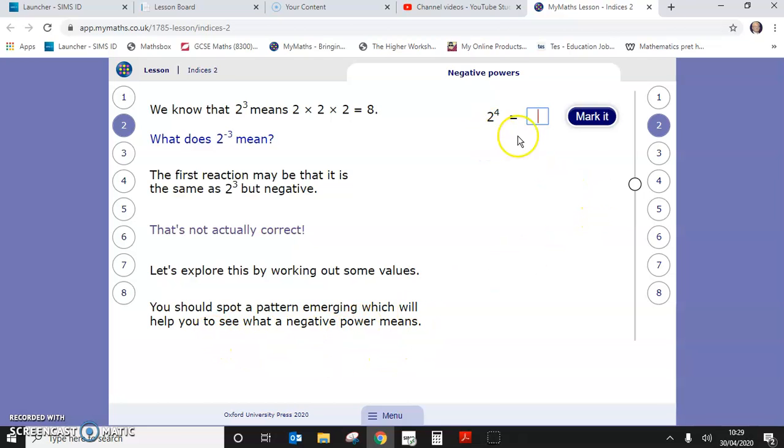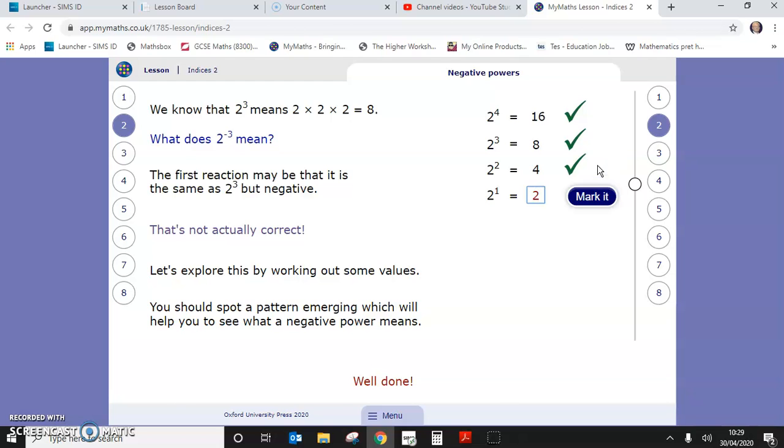2 to the power of 4, 2 times 2 times 2 times 2, is going to be 16. 2 to the power of 3 is going to be 8. 2 squared is 4. 2 to the power of 1 is 2. 2 to the power of 0 is 1. 2 to the power of negative 1 is 1 over 2, which is a half.